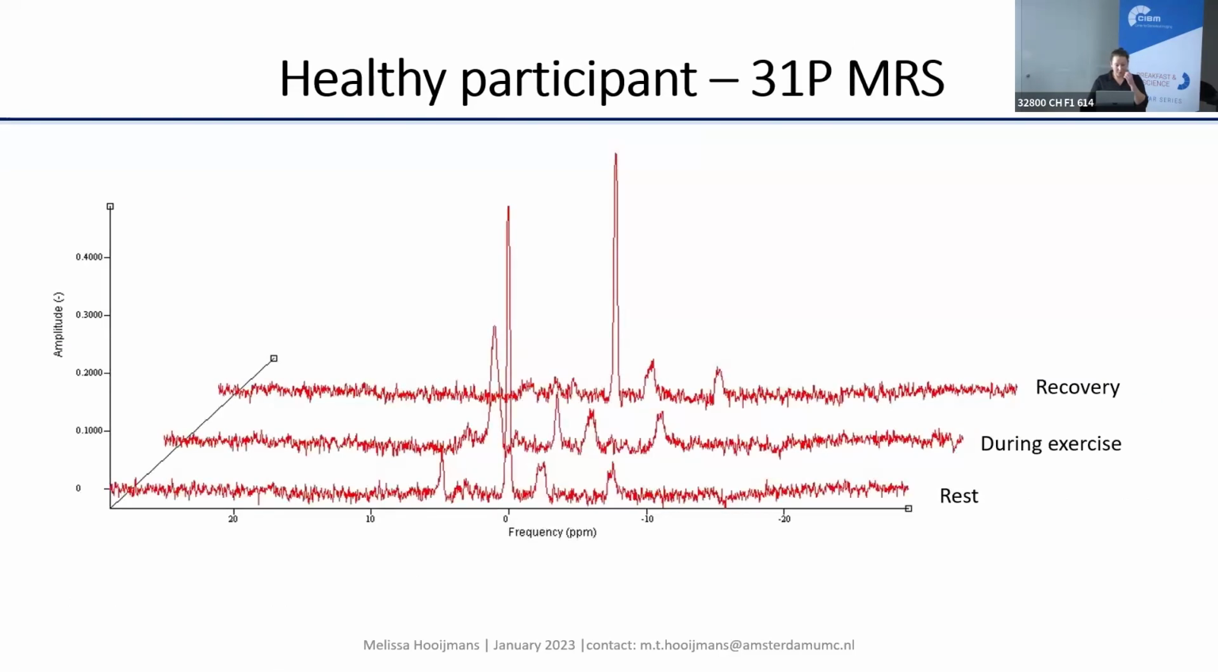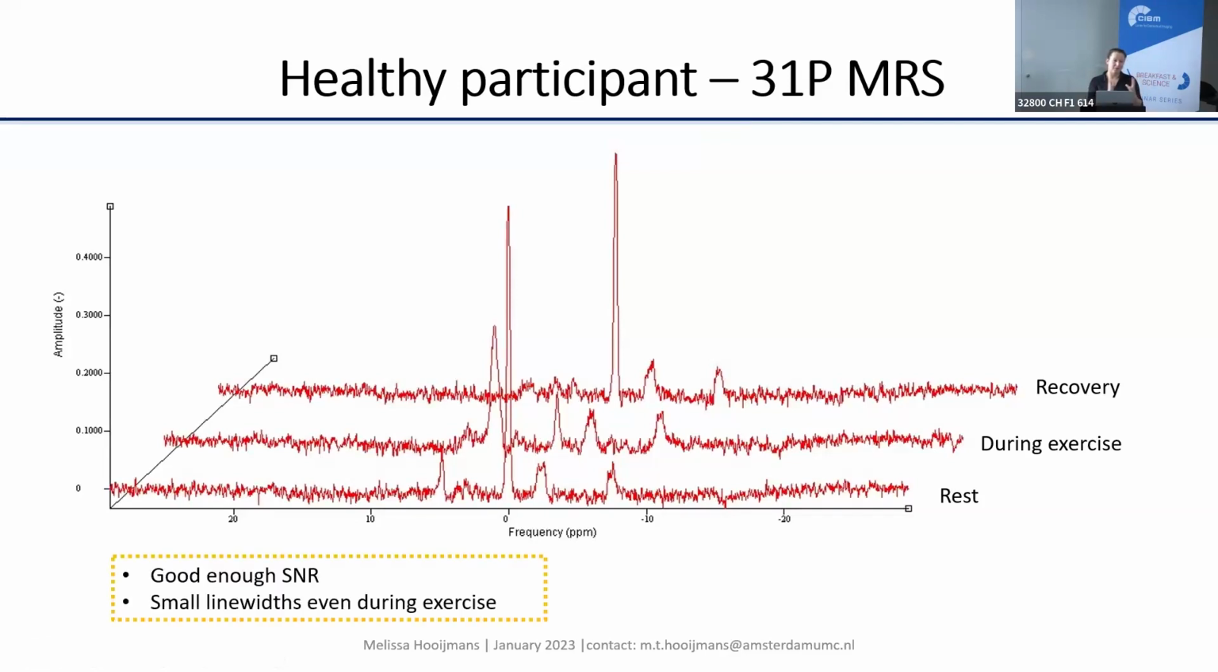And then for the phosphorus spectra, we were also slightly scared whether the shim would work good enough during that dynamic motion while moving around. Now, when we looked at the spectra, even during exercise, we were quite happy with the signal to noise, but also with the relatively small line widths of the individual peaks, which allowed us to quantify phosphocreatine, of course, and Pi.